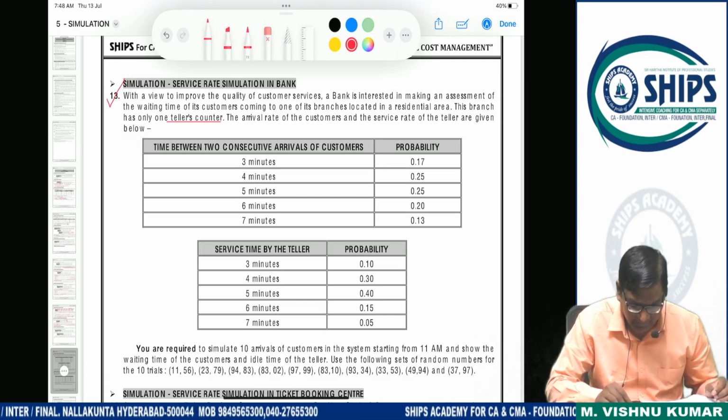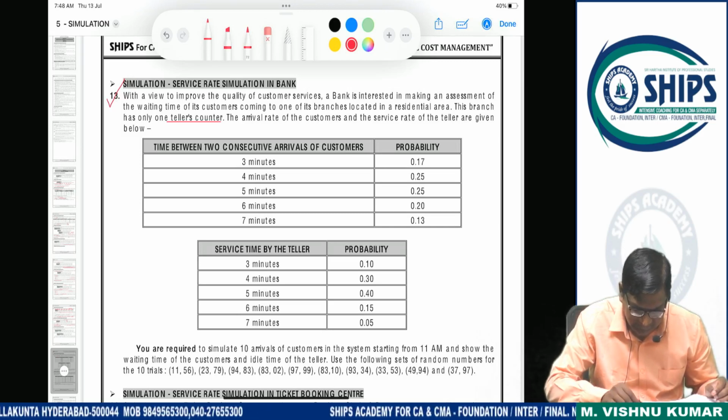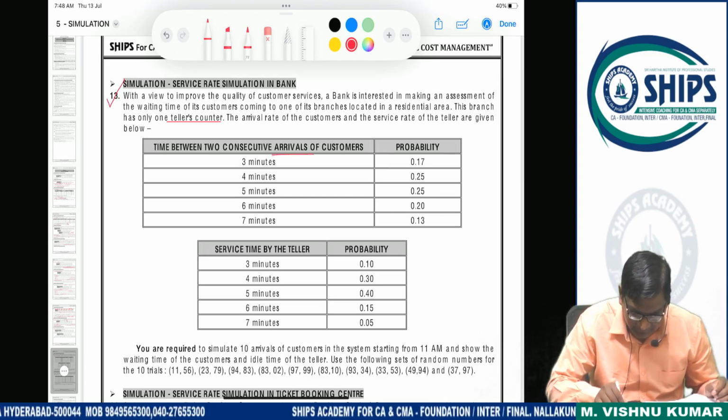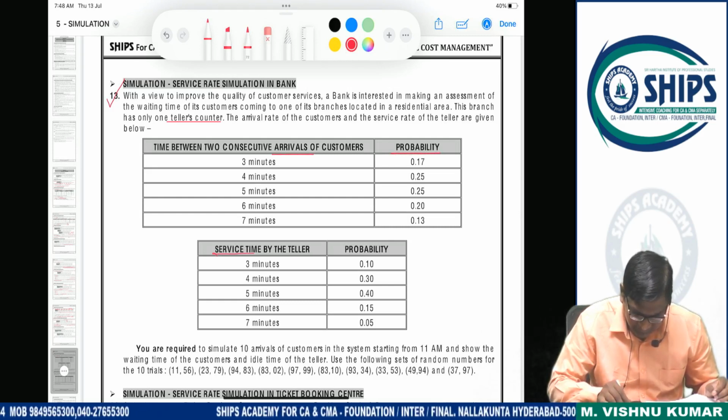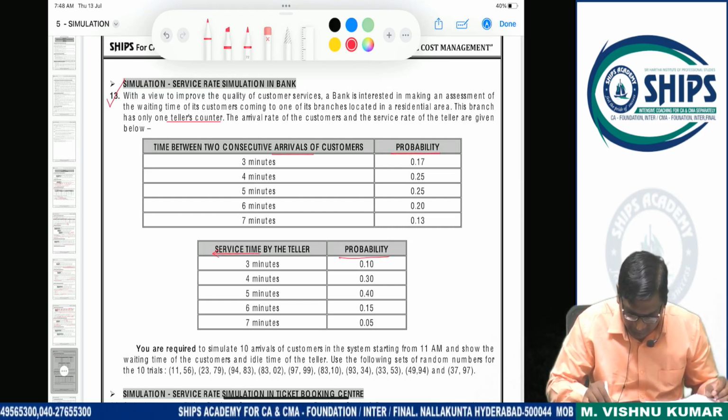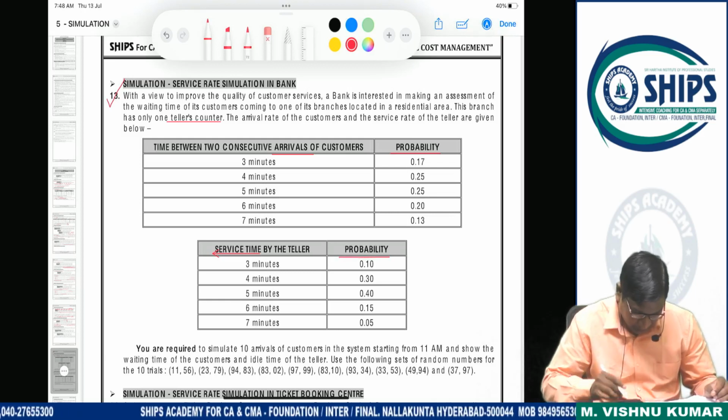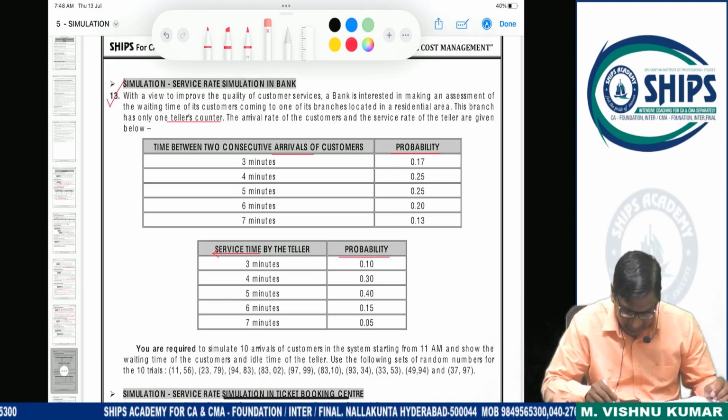Here, time between two consecutive arrivals, probability. So this is arrival time and probability related to arrival. This is service time and probability related to service. You are required to simulate 10 arrivals of customers in the system.